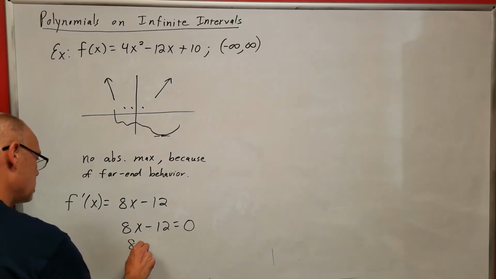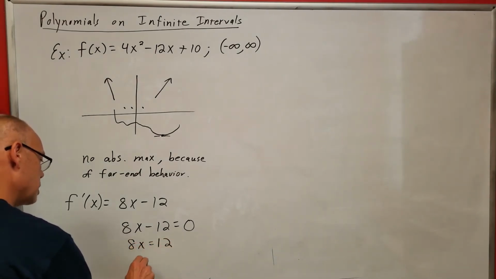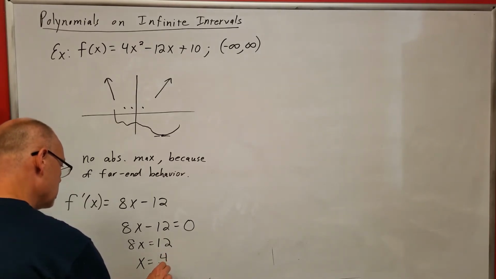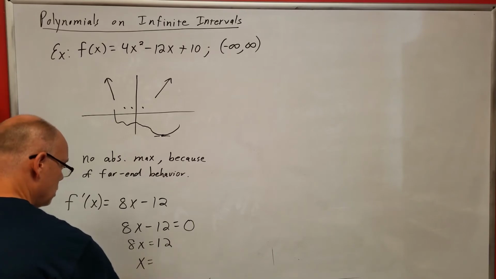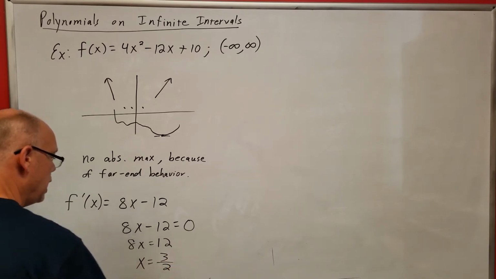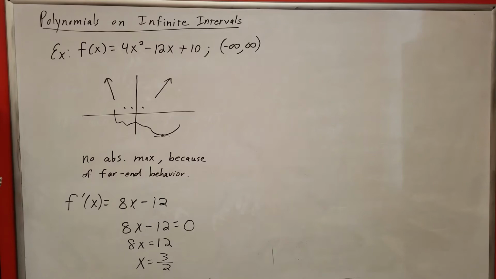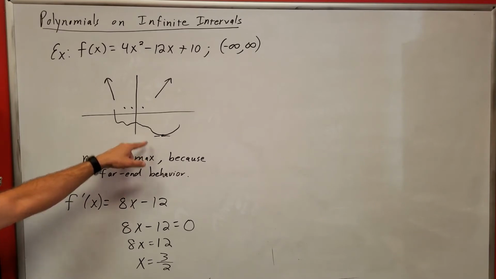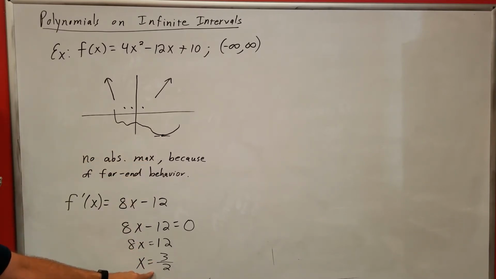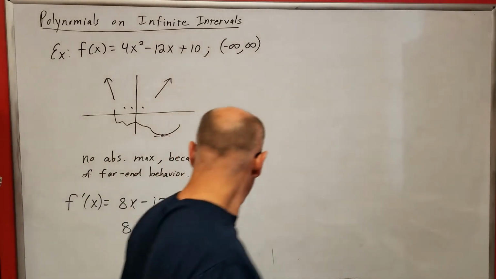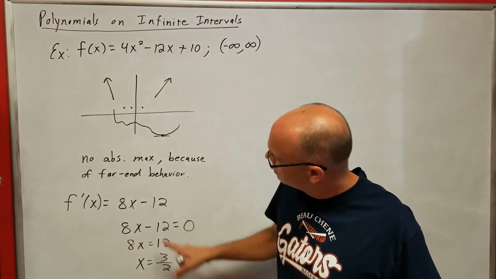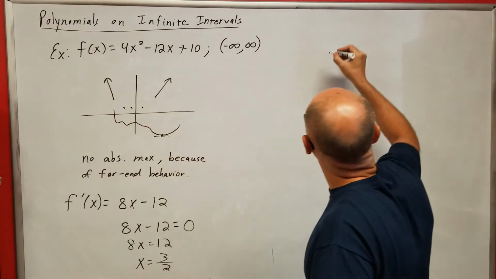So we get 8x is equal to 12, and if we divide both sides by 8, we get 12 eighths, which is also 3 halves, right? So that's my only critical point, at 3 halves. So that must be where my minimum occurs. But what is my minimum value? How do you find that? That's the output of this function f when you sub in 3 halves.